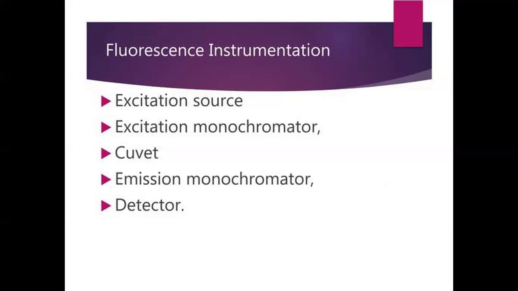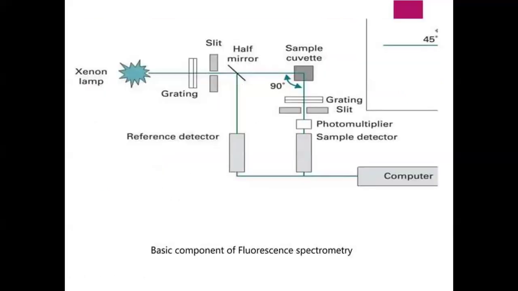But in your syllabus, the reason this is placed is that when you use the same principle in a biosensor, we will be using the same principle and the same radiation. The only difference is that the device is small. That is how it is introduced in your syllabus. The fluorescence instrumentation has an excitation source, a monochromator, a cuvette, an emission monochromator and a detector. This is a basic schematic diagram of the instrumentation.